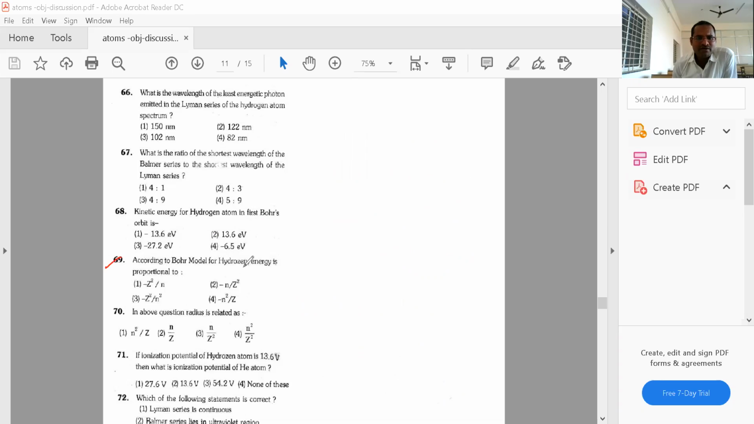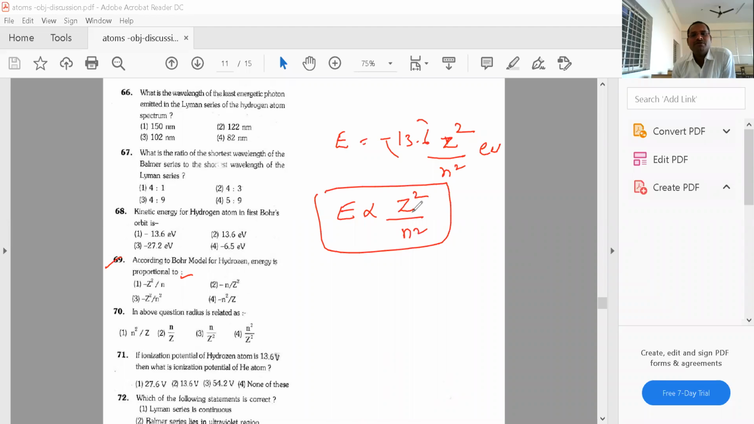According to Bohr's model of hydrogen atom, energy is equal to minus 13.6 Z square by N square electron volt. This 13.6 is constant, so energy is proportional to minus Z square by N square, because the minus sign is there. Option 3 is the right answer.